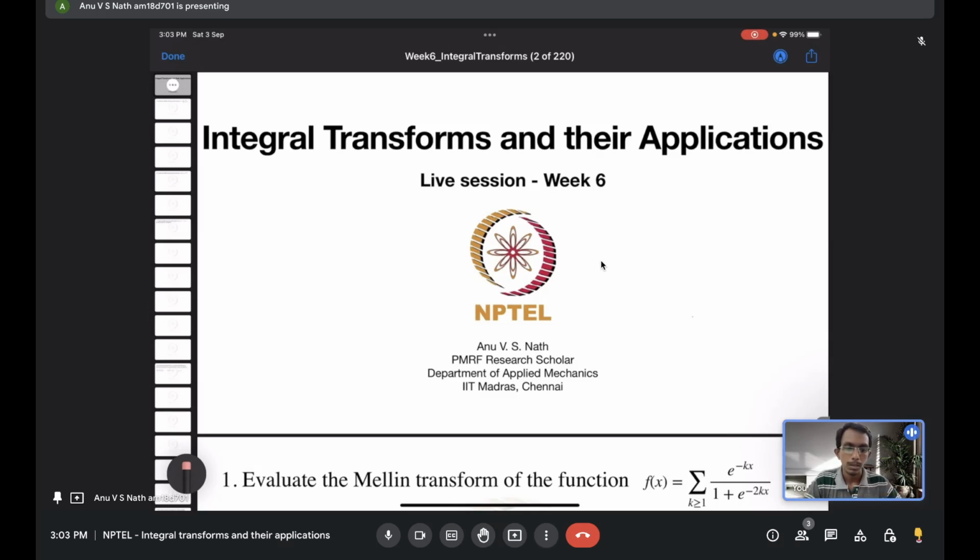Today we will continue the discussion on Mellin transform and Hankel transform. Like last week, we have seen some simple problems, and today we will see some advanced problems based on these two transforms. So let us start.